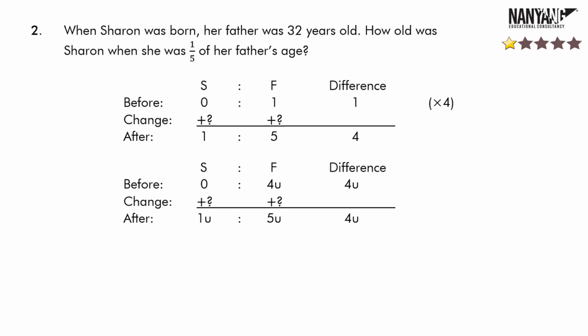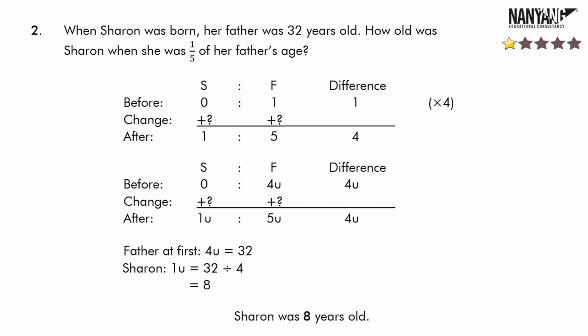Now let's look at the information that is given. Sharon's father is 32 years old at first, so that's 4 units equals to 32. As such, we can find out what 1 unit is. We get 32 divided by 4, we get 8. So that was how old Sharon was when she was 1/5 of her father's age. That's our answer. Sharon was 8 years old.